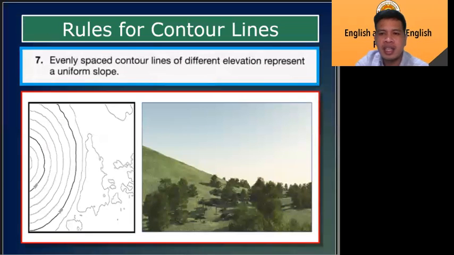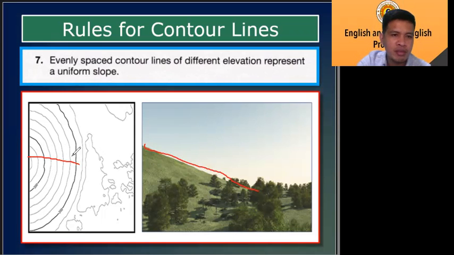First, this one is a gentle slope, not so steep. If you look at a topographic map, this is how a gentle slope looks like. Contour lines showing a uniform slope. Why uniform? Because the distances here are almost uniform, they are almost the same.